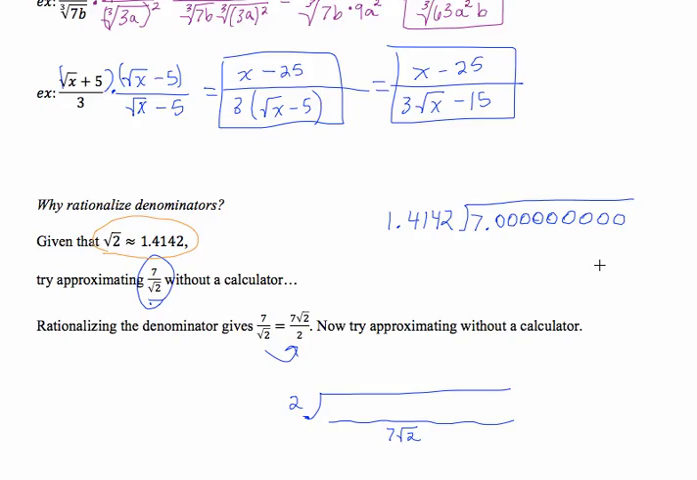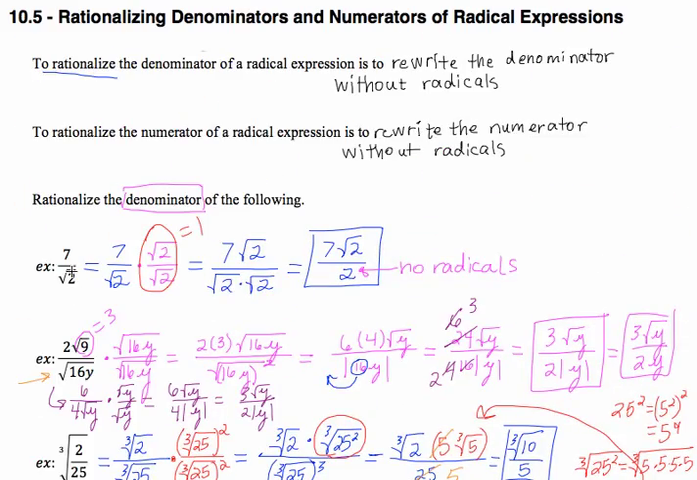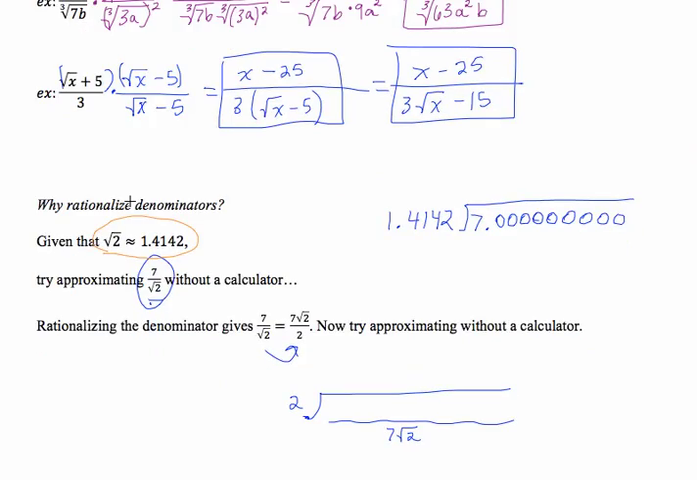I don't care if you have something simple like this first example we did, 7 divided by square root of 2. To me, that's a perfectly good answer because today we do have calculators, and so I just say that's fine. But you need to learn these techniques, so make sure you can rationalize denominators and numerators of any of these types that we have done here today.